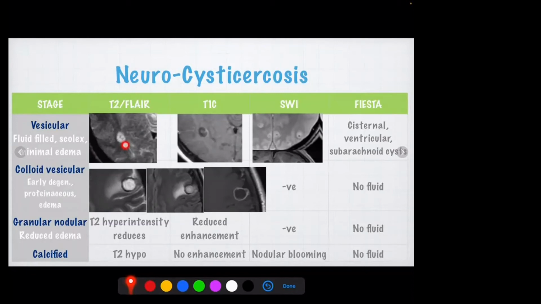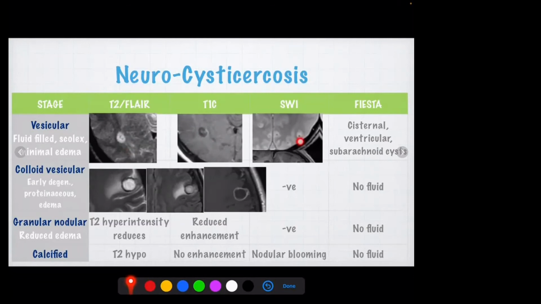Because it's CSF intensity, it is very bright on T2, and it has significant attenuation on FLAIR, which I have not shown here. This is a T2 image, but on FLAIR, this whole fluid will be attenuated to the intensity of the CSF, and only the scolex would be seen. So it's a very handy sequence to show the scolex. T1 contrast would show the central dot of the scolex, and not so much ring enhancement, because the edema is not so prominent.